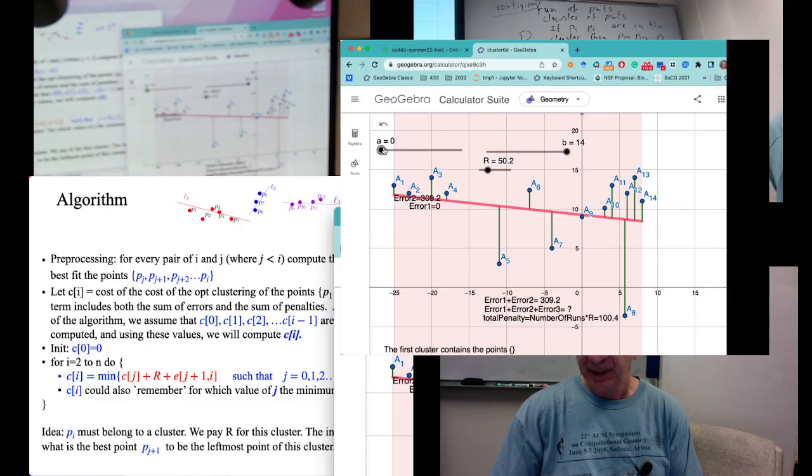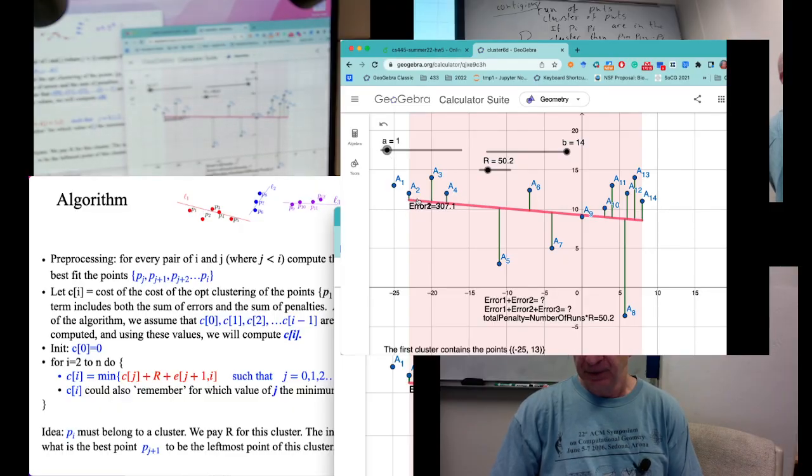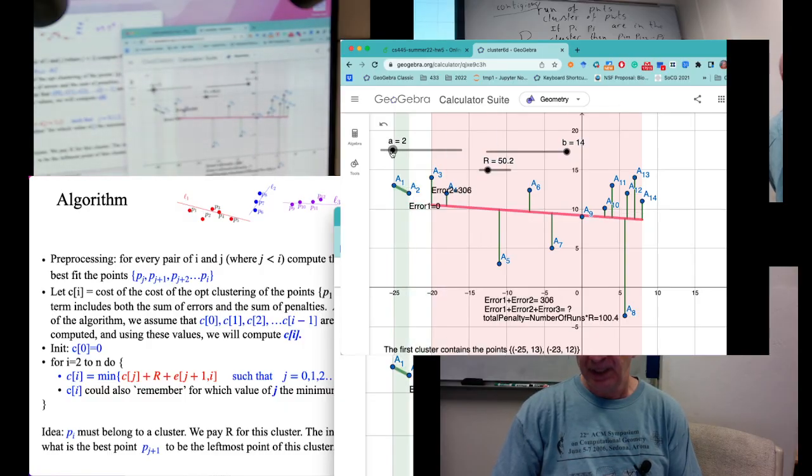Or possibly I'll check j equals 1, paying 1R for the first cluster plus error 2 for the second cluster, so paying 2 times R plus the sum of vertical guys, which is written as error 2. J equals 2 right now, that is, the last point of the previous cluster is A2.